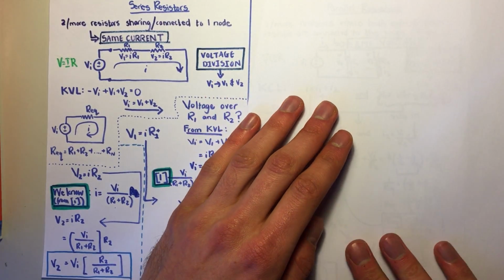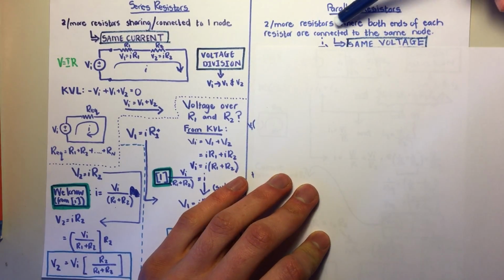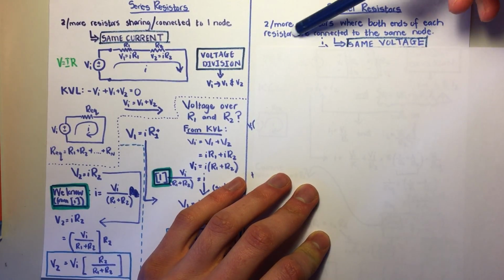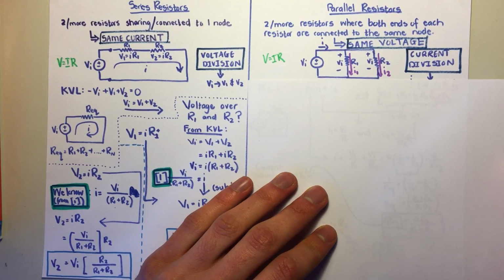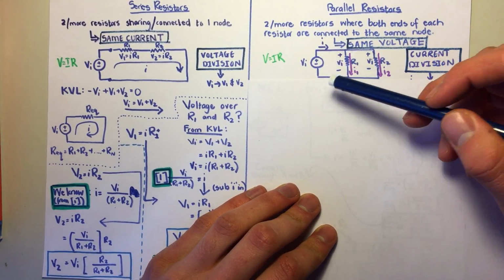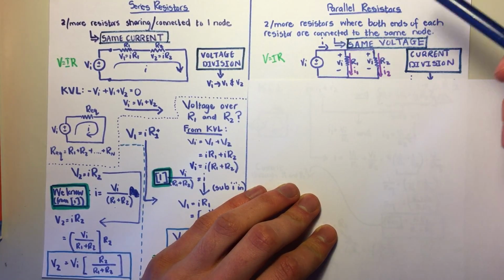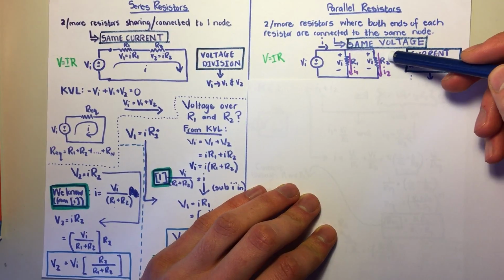Now we look at parallel resistors. So, what's a parallel resistor? There are two or more resistors where both ends of each resistor are connected to the same node. What do I mean by this? Well, it means they have the same voltage, because the current that flows out of here is divided into this node and this node, depending on what the resistance is.